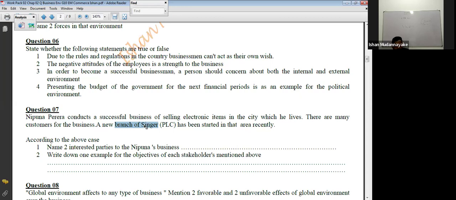According to the authorities, name 2 interested parties to Nipuna's business. Yes, Nipuna, correct. But not employees. Without writing employees, better write down competitors here. Singer PLC is a competitor.